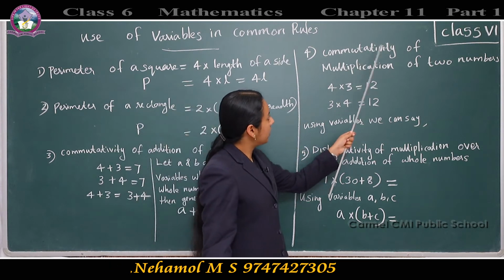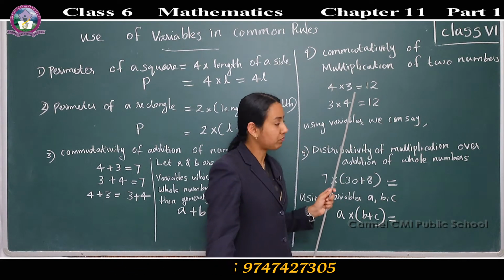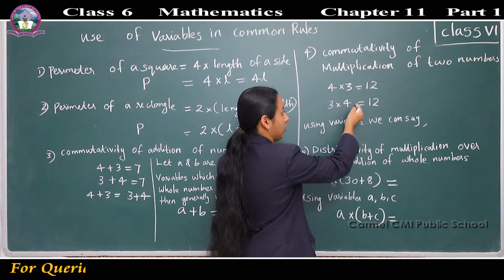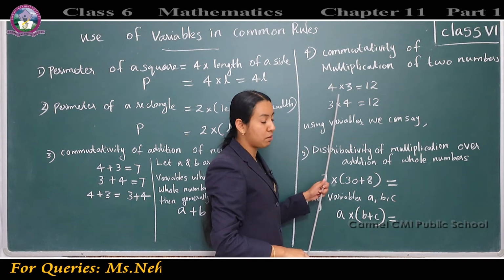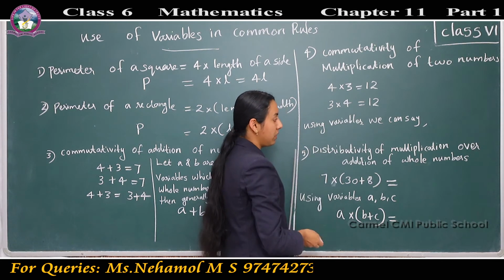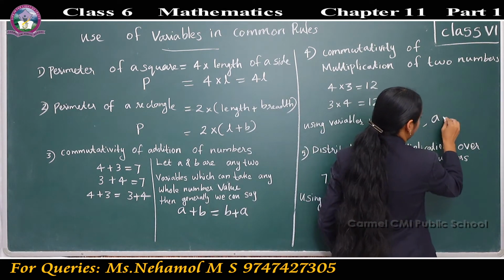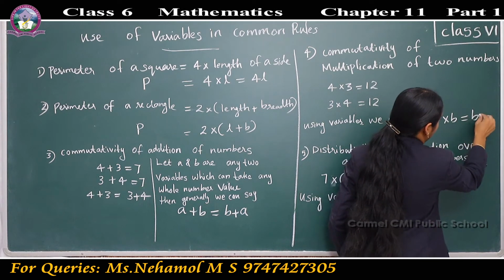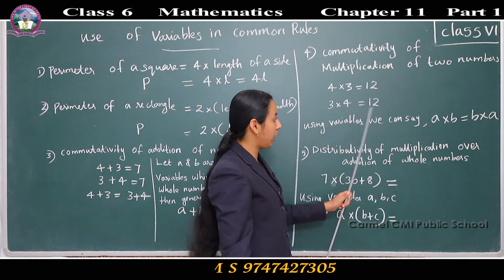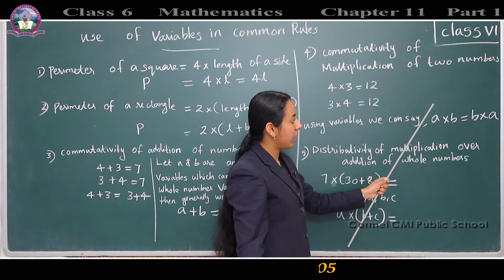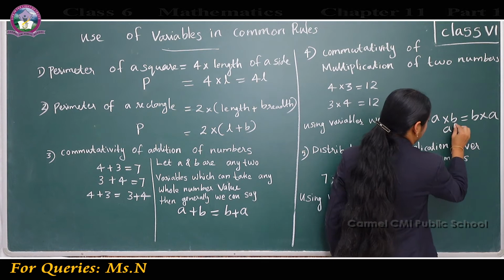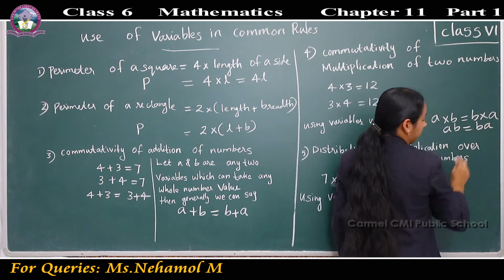Next one, commutativity of multiplication of two numbers. We know that 4 into 3 is equal to 12. 3 into 4 is also equal to 12. That is known as commutativity of multiplication of numbers. Using variables, we can say A into B is equal to B into A. This is applicable for all whole numbers. So, if A and B are any two whole numbers, A into B is equal to B into A, that is same as AB is equal to BA.